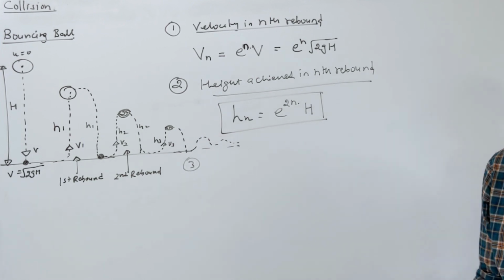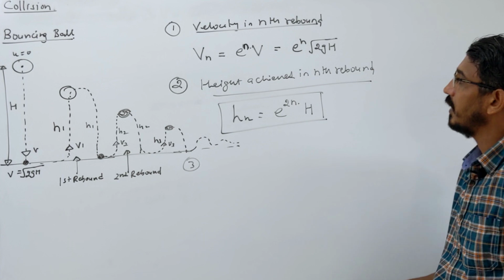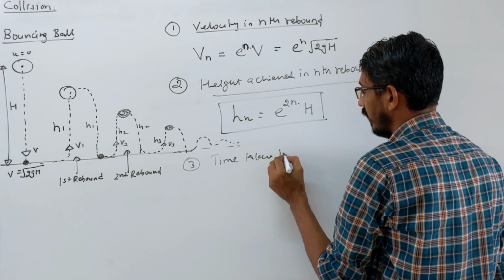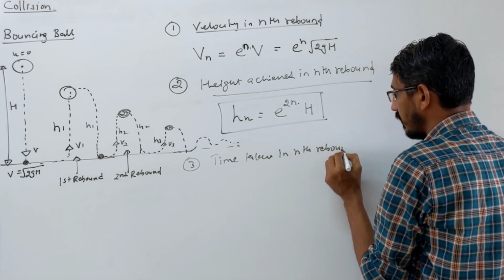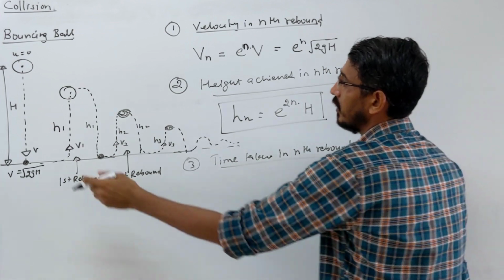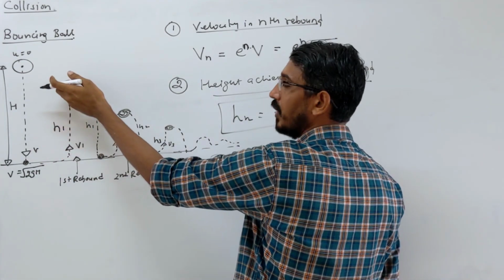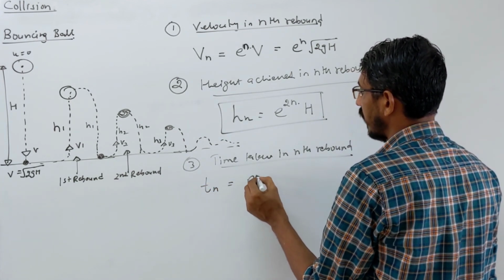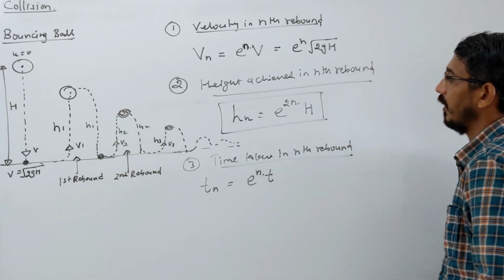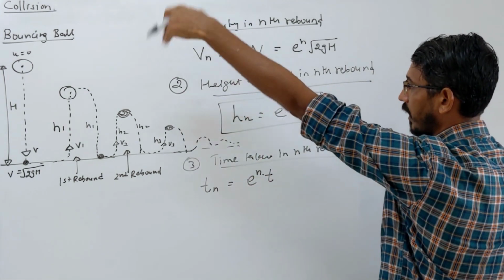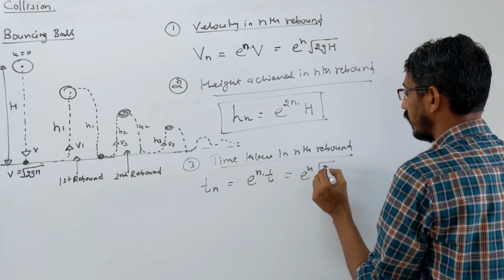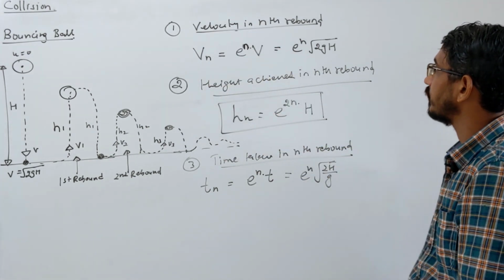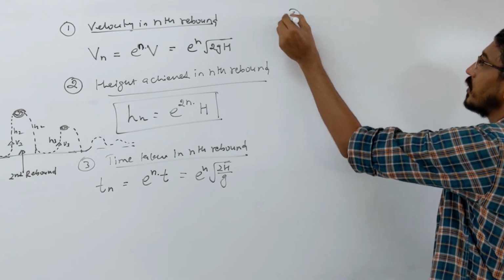Similarly, another question they will ask is the time taken in the nth rebound. What is the time taken for the nth rebound? Like the first rebound, how much time will it take to go from here to here? The time will be e to the power n times t, where t is the time of the first fall, which you can also write as e to the power n times root 2h by g. That's the time to fall the first time.